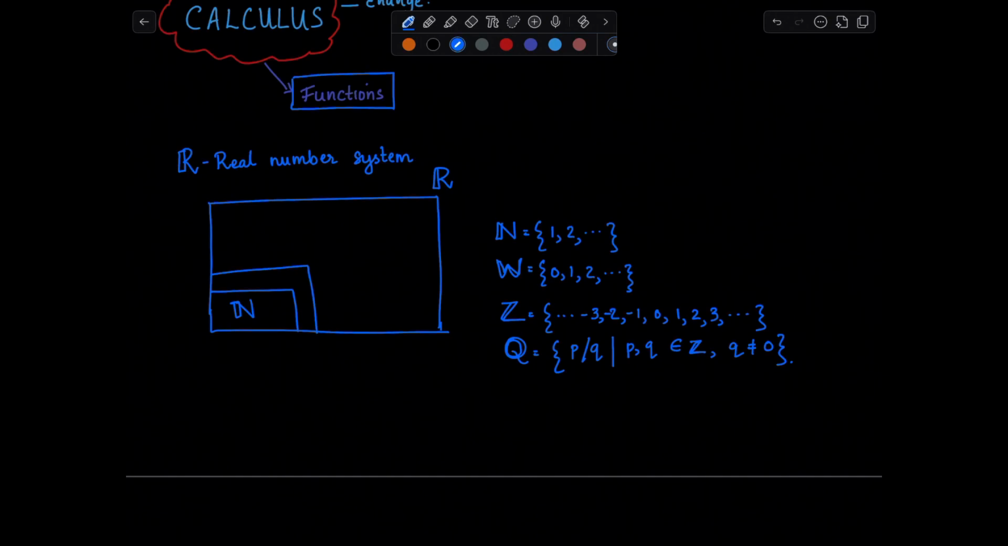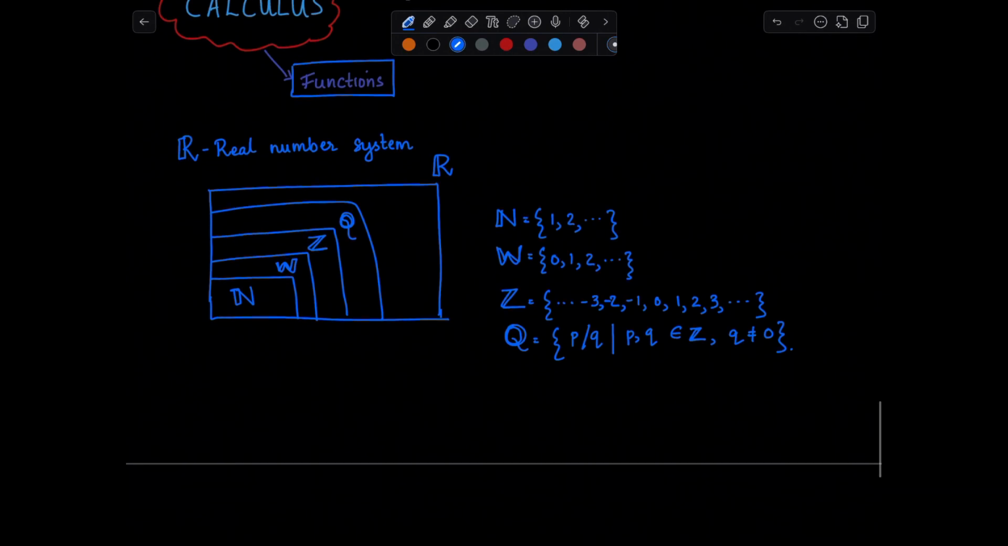There were also irrational numbers, which were numbers that were not rational, meaning they could not be expressed as a ratio of two integers. Examples include root 2 and pi. Thus, you can say that the real number system consists of both rational and irrational numbers.